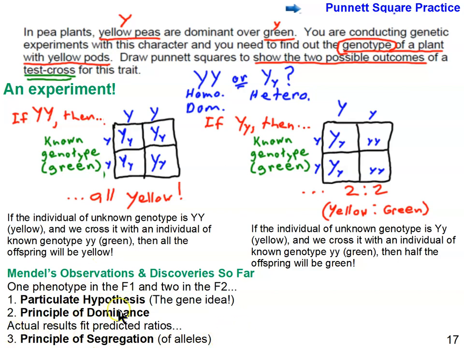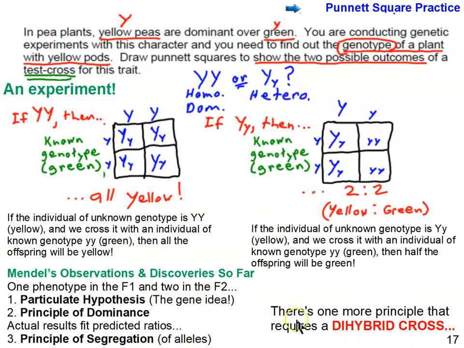Okay, so I wanted to stop and summarize here what we've discovered so far, or what Mendel discovered so far. But there's one more thing that Mendel is going to discover, and that's the principle of independent assortment. And in order to discover that, he had to do a dihybrid cross. And that's what we'll take a look at next time.